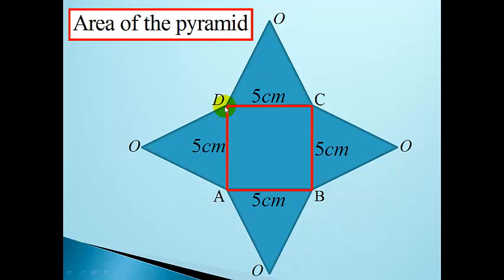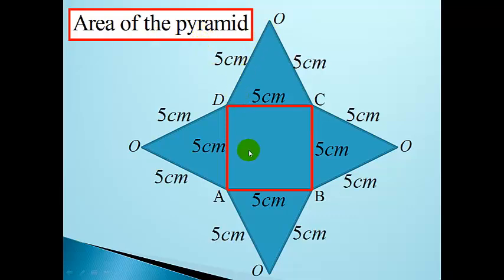ABCD is the square base. ODC is one triangular face. OCB is one triangular face. OAB is another triangular face, and ODA is also another triangular face, and all the triangles are the same. All the triangles are the same because the base is a square, so all the sides are equal. Let's look at how we can find the area of the pyramid.